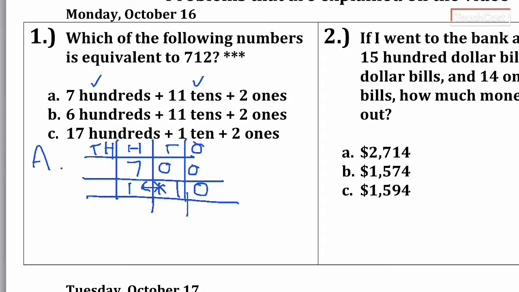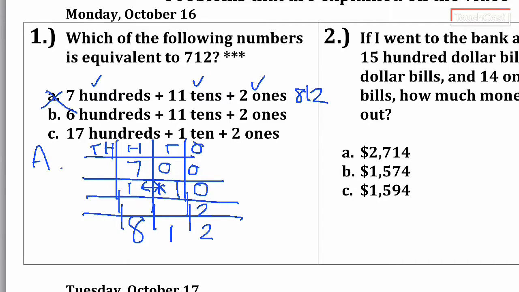Last but not least, I have 2 ones. That's self-explanatory. Let's add them up. We have 2, 1 in the tens place, 8 in the hundreds. This number is the same thing as 812. Does it match? Nope. Let's move to B.